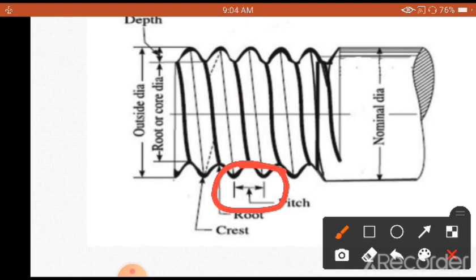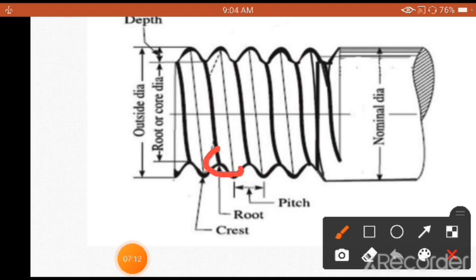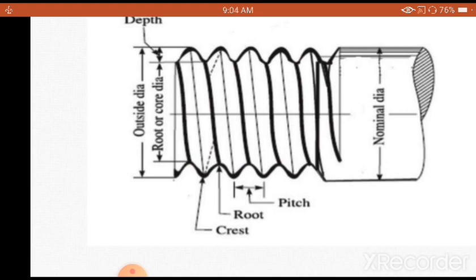Also you are going to see here clearly the root. These are the different parts: root, and this is called the crest. There are two important terminologies: the topmost portion is called the crest, and the down portion of the thread we call the root. If I want to define the pitch, it is the distance between two successive crests, as you are going to see clearly on the screen.